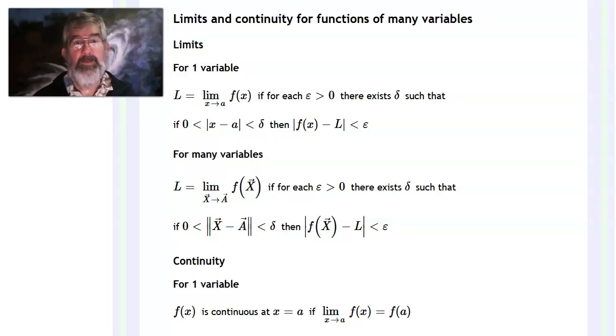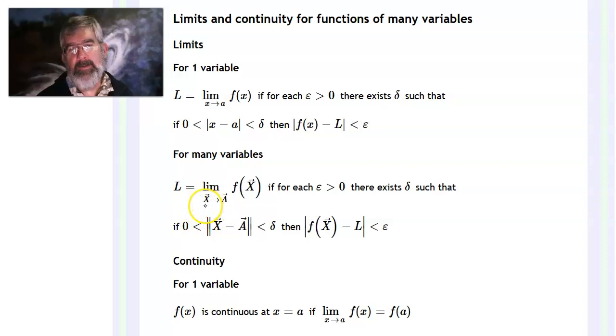Back in Calc 1, for one variable, this was our definition of limit. L is the limit of f of x as x approaches a if for each epsilon bigger than 0 there exists a number delta such that if the difference between x and a is between 0 and delta, then the difference between f of x and L is less than epsilon. We gave a definition with two variables, but here's what it would look like for more than two variables.